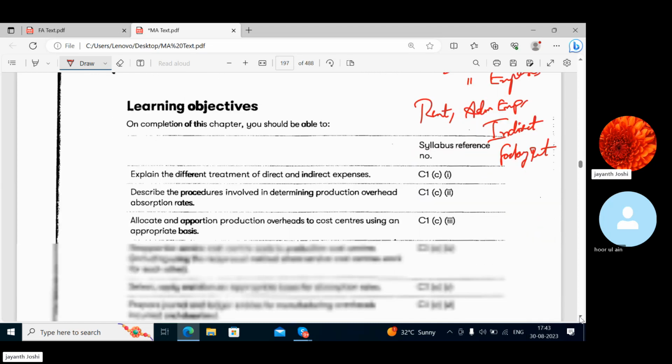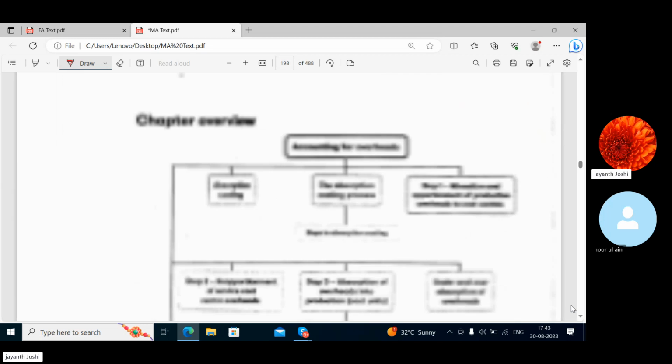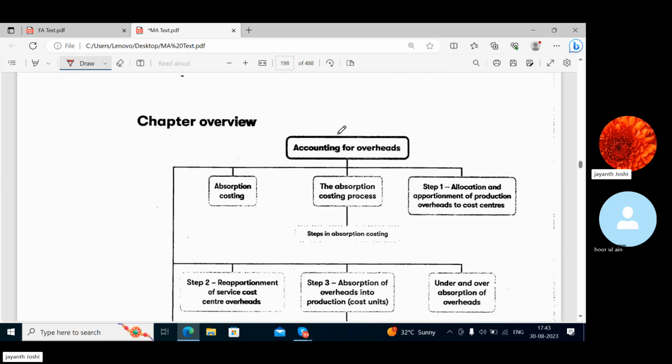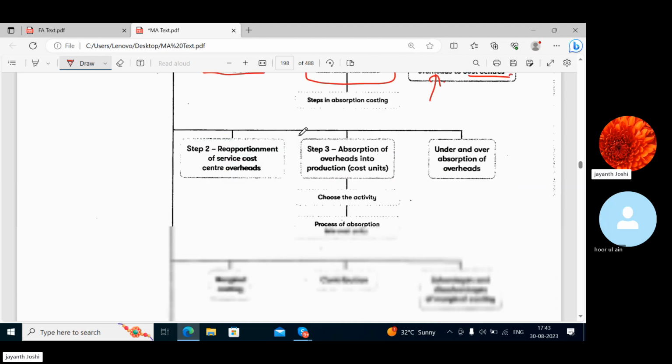Now, what are we going to learn in this chapter? Accounting for overheads. We are going to first learn what is absorption costing, and the absorption costing process. We are going to learn what is called allocation, what is called apportionment of the overheads, to cost centers. And then we are going to see the reapportionment of service cost center overheads. So all these things I will be explaining how it goes.